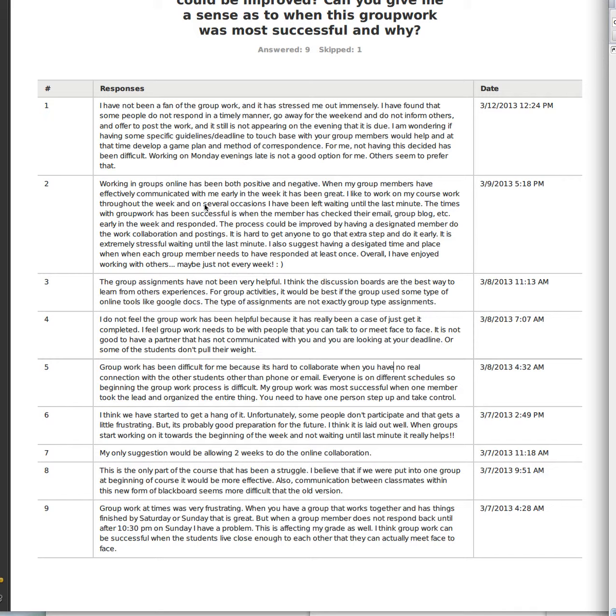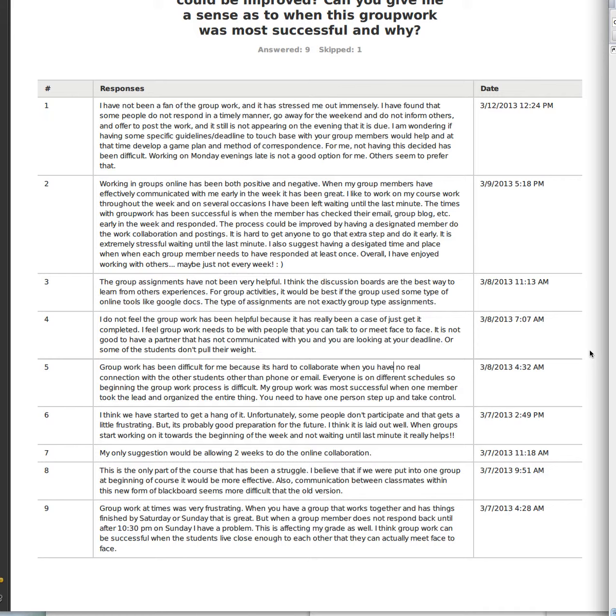Connected to that is a second takeaway of providing group assignments ahead of time to allow for time for coordination and communication among groups. A couple of people talked about wanting that kind of a lead time.